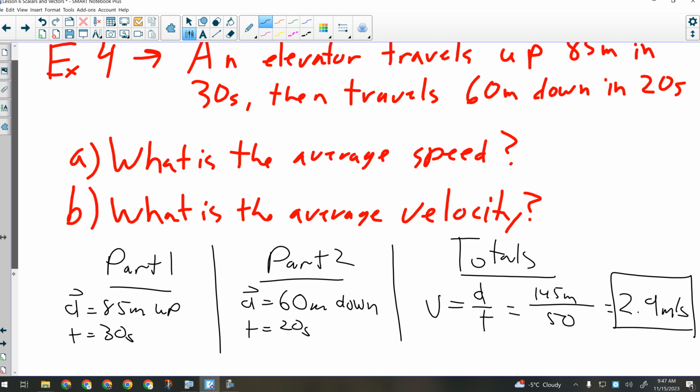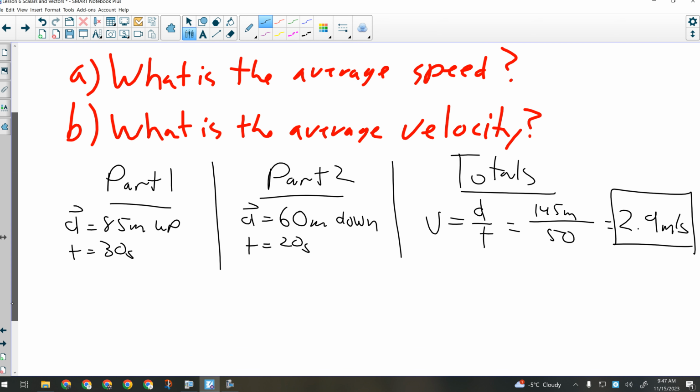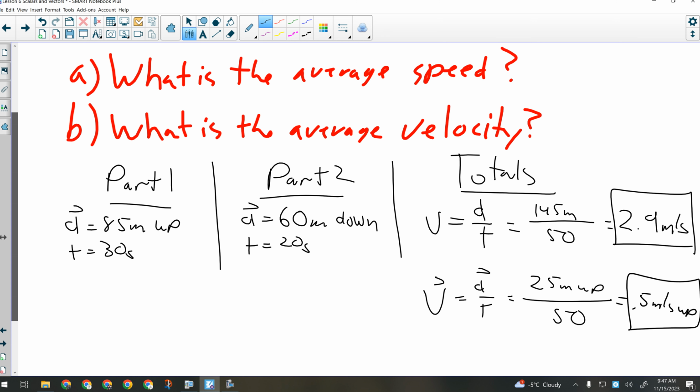For the average velocity, what do I do differently? Displacement. I use total displacement, which means instead of adding the 60 and the 85, I subtract them. It went 85 up, it came down 60, it's still 25 above the bottom. Would you agree? So the overall displacement is 25 meters up. Divide that by the same amount of time. It still took 50 seconds to do that. It's going to give us 0.5 meters per second up. Everybody all right with that one?